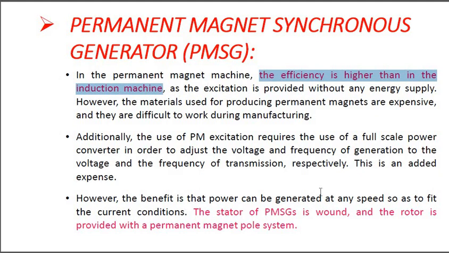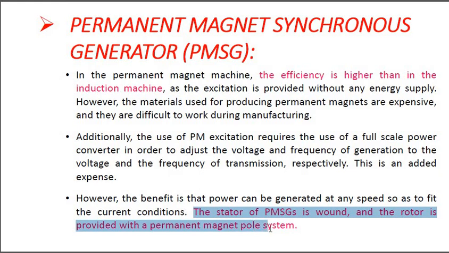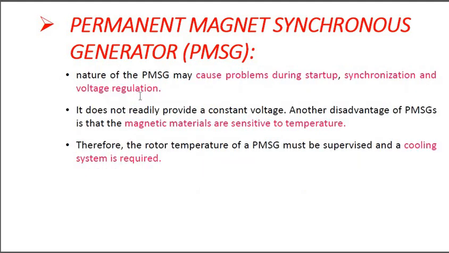The stator of PMSG is wound and the rotor is provided with a permanent magnet pole system. The nature of the PMSG may cause problems during startup, synchronization and voltage regulation because of the permanent magnet on the rotor side. It does not readily provide a constant voltage. Another disadvantage of the PMSG is that the magnetic materials are sensitive to temperature.